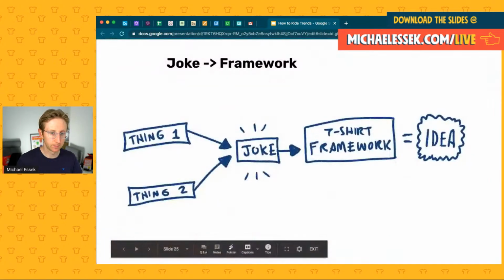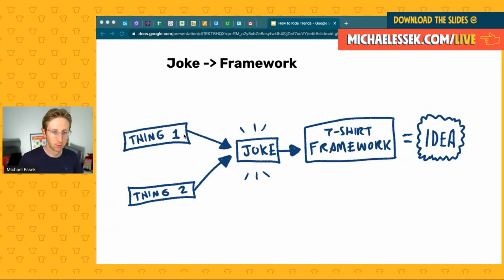So here I've got a joke-to-framework pattern to follow. Thing number 1, for example, would be gender reveal party, and thing number 2 would be forest fire or disaster of some kind. Put them together and that gives you the joke. And then if you can put that through a t-shirt framework, that gives you a pretty solid idea.